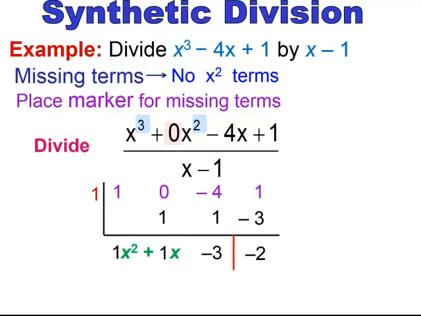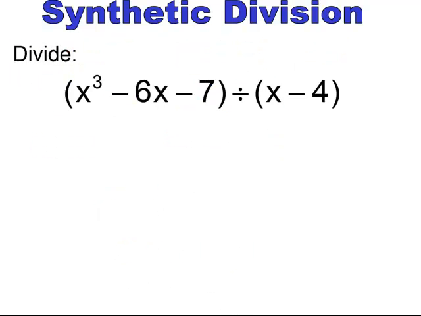So you're going to add the variables back in, reducing it by 1 exponent, so I end up getting x squared plus x minus 3 minus, because it's a negative 2 as my remainder, minus 2 over x minus 1. Pause and try.